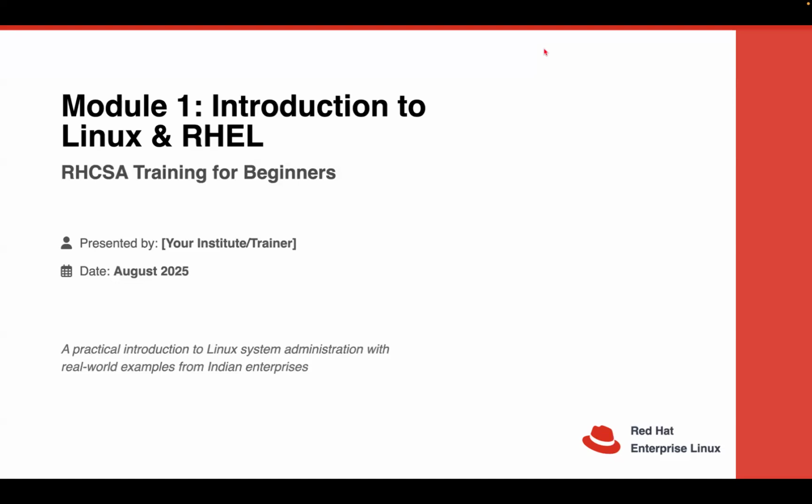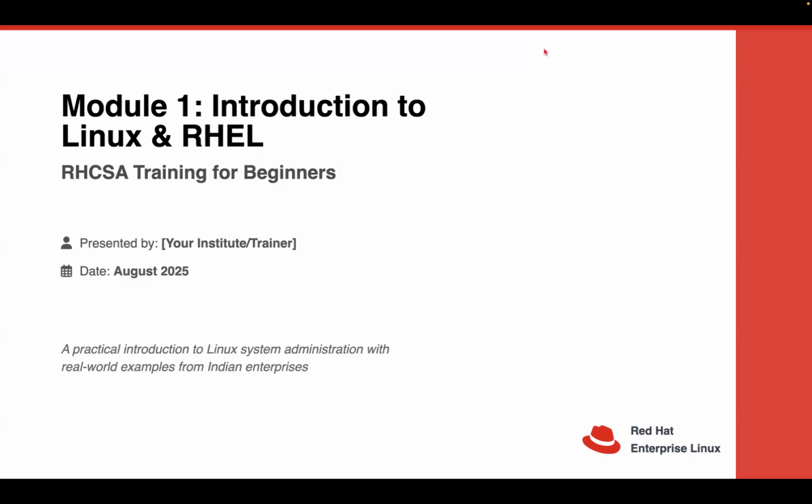Second question, why do companies use Linux? In India and worldwide, Linux is very popular in enterprise because of the following reasons. First, free and open source. No heavy license fees at all for Linux. Second, secure. Less chance of virus and malware. Third point, stable and reliable. Can run for years without rebooting. Fourth, customizable. You can change it to suit your needs.